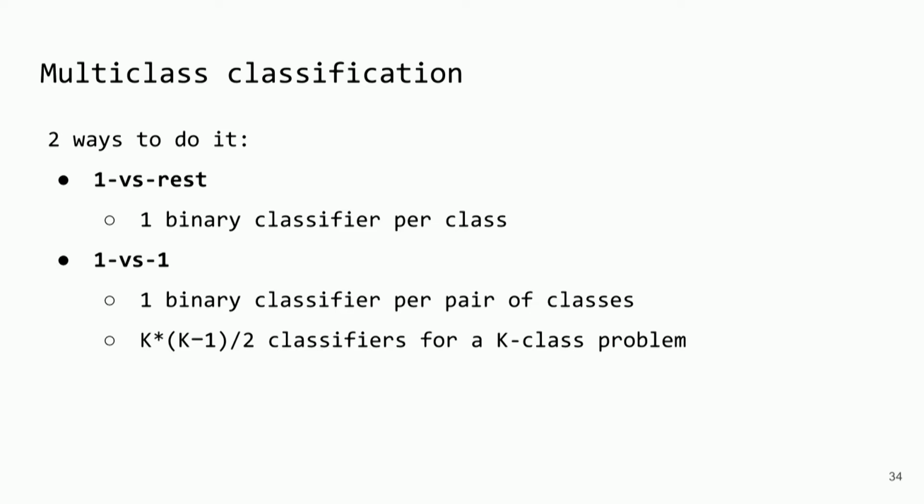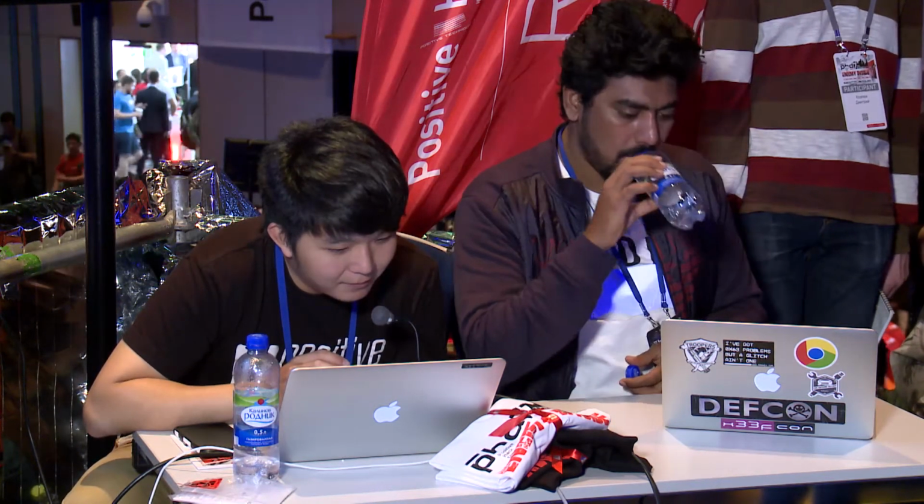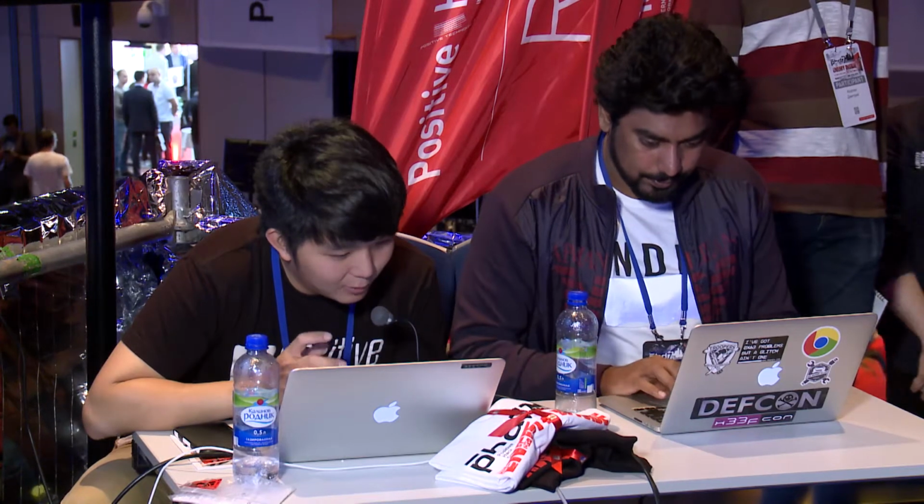The most obvious way that you can think of is one versus the rest, which just means that you have one binary classifier per class. So you have one classifier that recognizes class A versus B and C, and another classifier that recognizes class B versus A and C. And obviously the last one will be C versus A and B. This is the most obvious way to do it, but it may not be great because you may not be able to capture some of the subtle differences between two different classes.